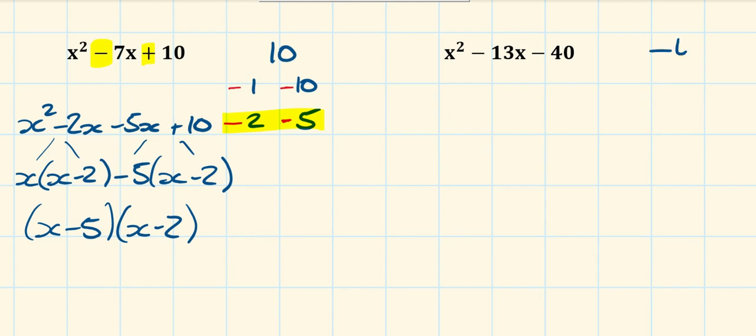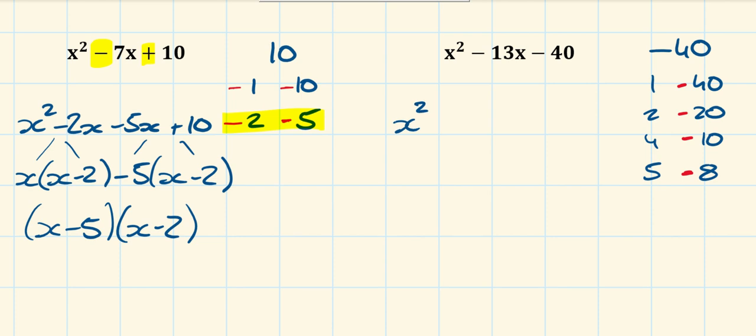Okay, so our guide number is going to be minus 40. So we have 1 and 40, 2 and 20, 4 and 10, 5 and 8, and that's all that there are. Now, notice in this one, we've got two negatives going on. So we're going to need the bigger number here to be negative to keep the middle negative as well. Okay, so we can just rewrite it: x squared plus 5x minus 8x minus 40.